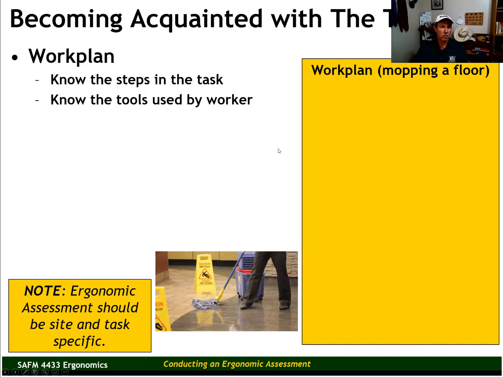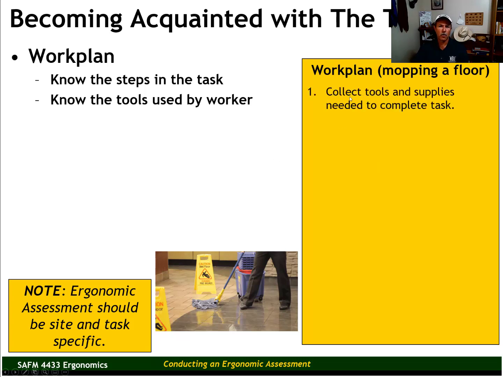Here's an example of a work plan for a simple task: mopping a floor. Janitorial work takes place in just about every work environment. Mopping a floor is one of those janitorial tasks. And this may seem menial, but there are injuries that can occur from mopping the floor. And again, we're just using this as an example of what we mean by work plan.